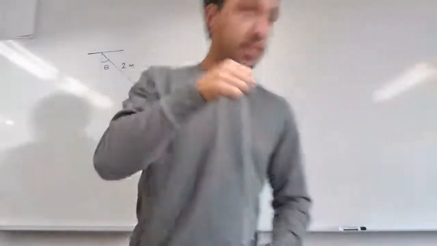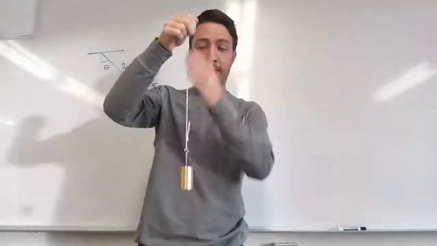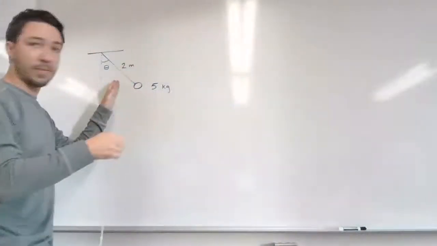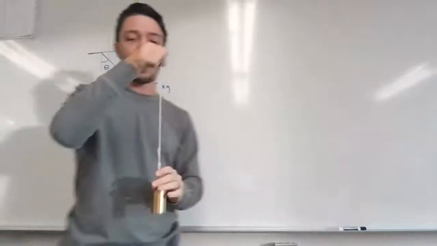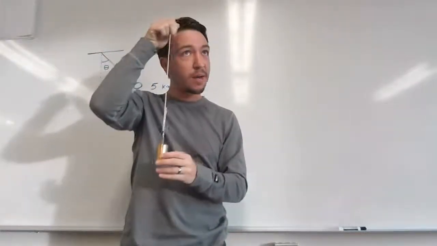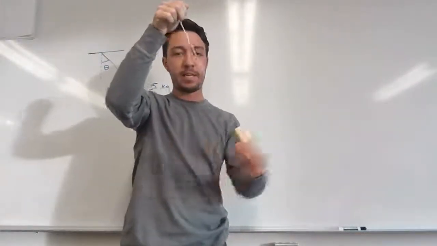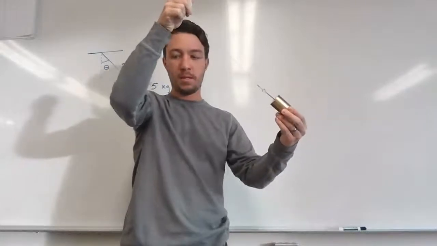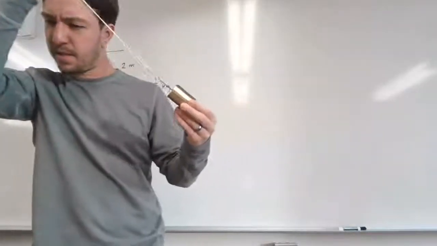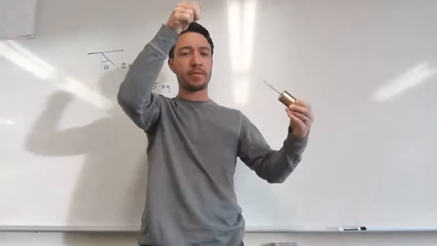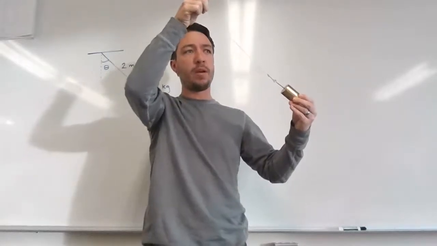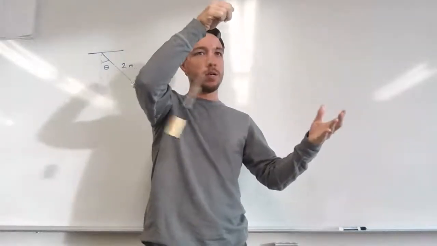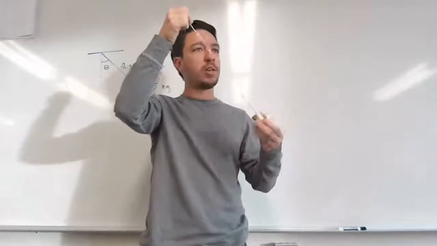So the question we're going to ask is, if you take a pendulum and you know the length of the pendulum, in this case it's 2 meters, so pretty big pendulum, and then you displace it by some angle. In this case, it was 35 degrees. So say you pull it 35 degrees away from equilibrium. Right as you release it, what's the acceleration and what's the tension?